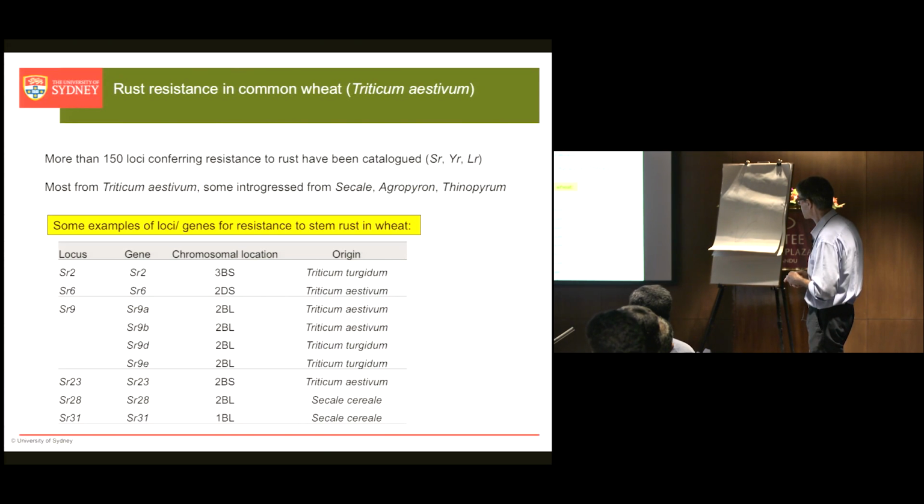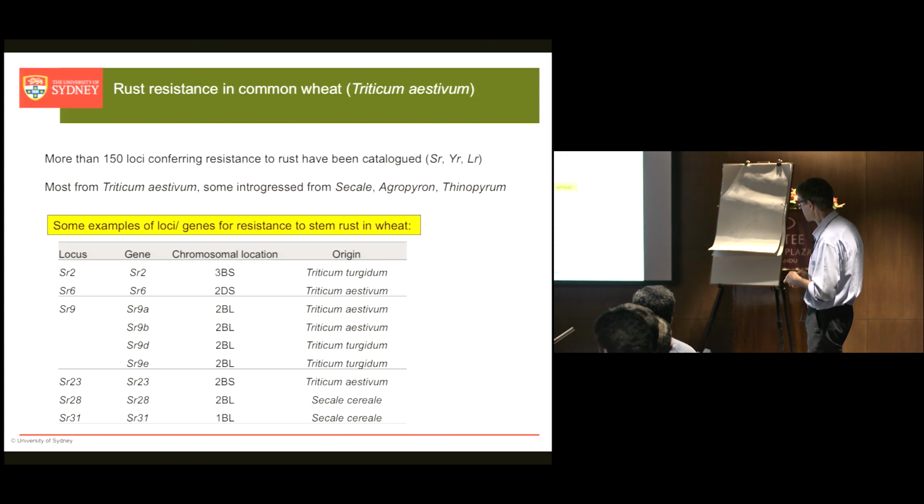All right, this is the locus, and this is the gene. So you'll see that the Sr2 locus has only one gene, Sr2. It sits on chromosome 3B on the short arm, and it actually came from durum wheat originally, or from tetraploid wheat. Sr6, one known gene variant, or allele if you like, Sr6, sits on the short arm of chromosome 2D. Also, this one came from hexaploid wheat.